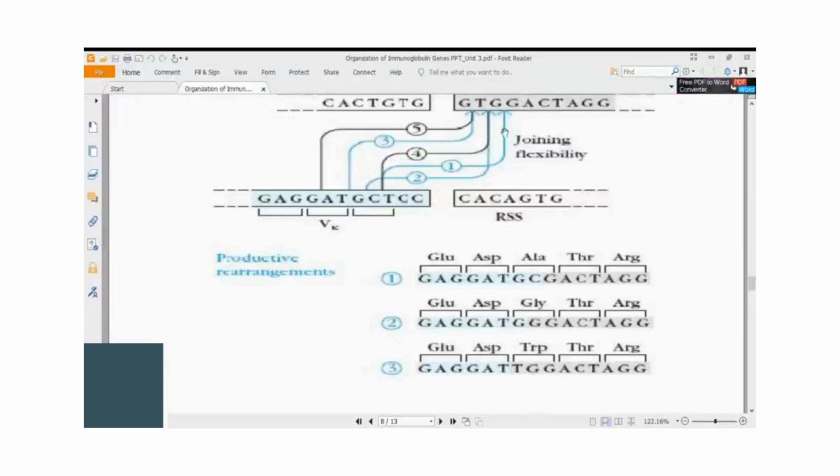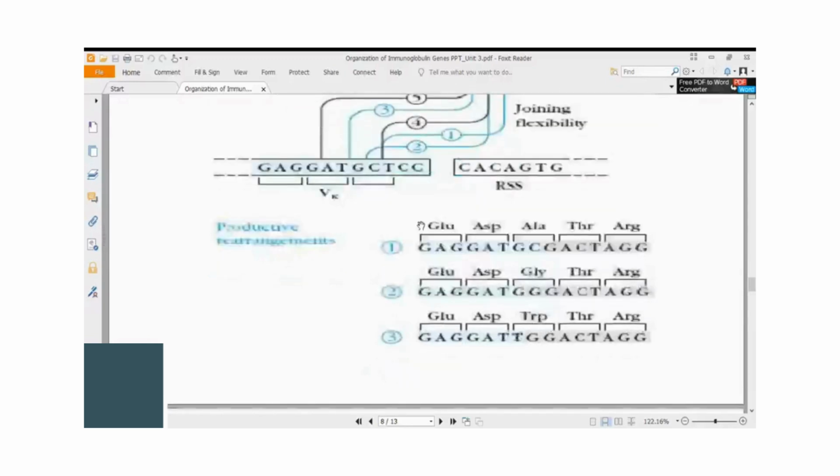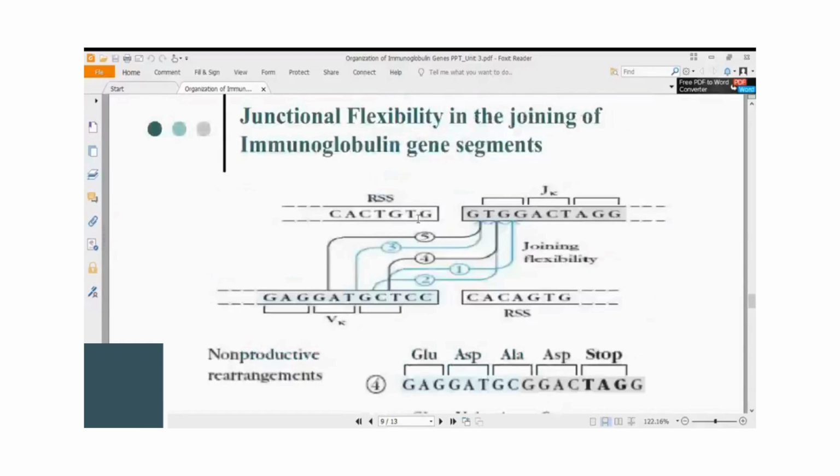See now in what way it has differed. Three different products are produced. Three different productive light chains are there. This is the possibility in the recombination. Let us now follow the fourth and fifth in the next slide.